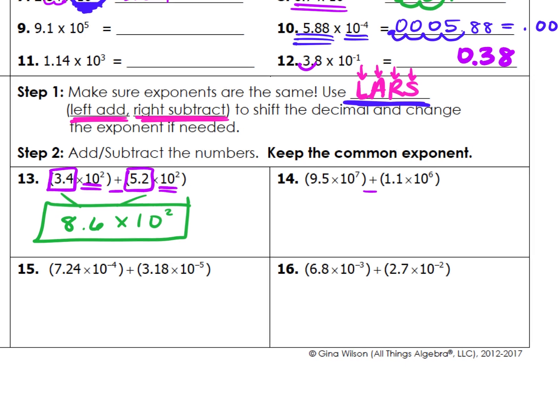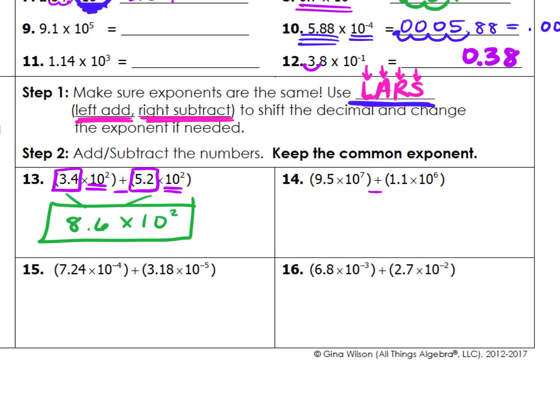Where it's a little bit different is number 14. Are these the same like terms, if you will? They're different, okay? But you could make them the same because we just talked about how you rearrange these. So if you have 9.5 times 10 to the 7th and 1.1 times 10 to the 6th, either make one of them 10 to the 6th or the other one 10 to the 7th so that they match up, okay? I did 10 to the 7th, so we'll just stick with that here.